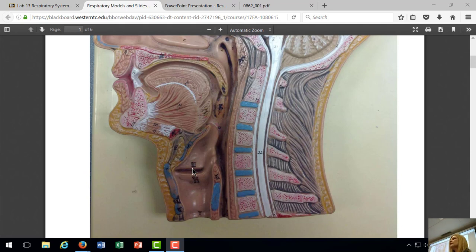Testosterone causes an increase in the growth of cartilages. So men tend to have a visible Adam's apple. They tend to have larger ears, larger nose, just because of the influence of testosterone. And because of that larger larynx, the voice drops.